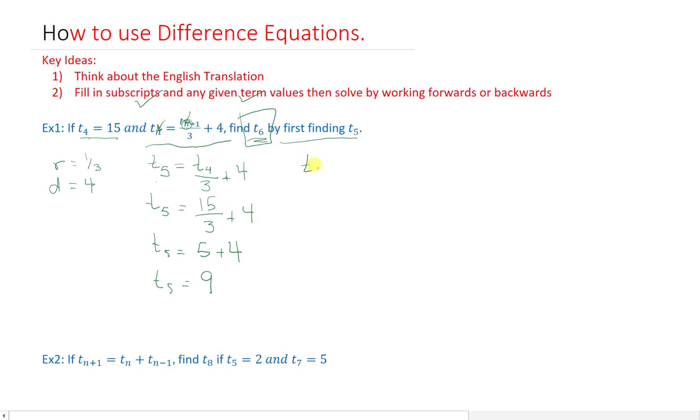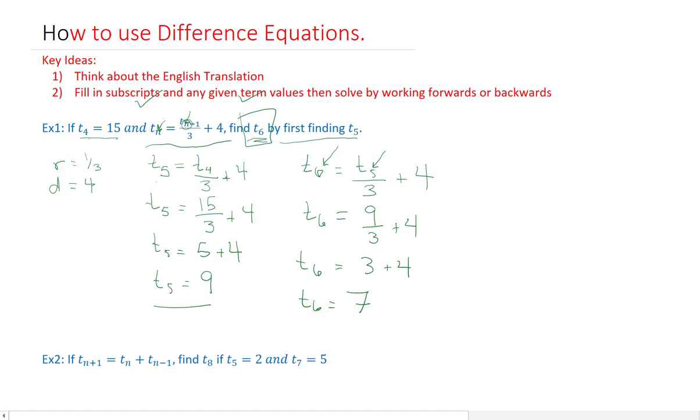So T6 is again what I'm looking for. Well, that's T5 over 3 plus 4. Again, the reasoning for that, whatever value I put in here, that subscript needs to be 1 less. So in that case, T6 is equal to T5 over 3 plus 4. Well, what's T5? Oh, it's sitting right over there. 9 over 3 plus 4, which is 3 plus 4. So T6 has the value of 7.